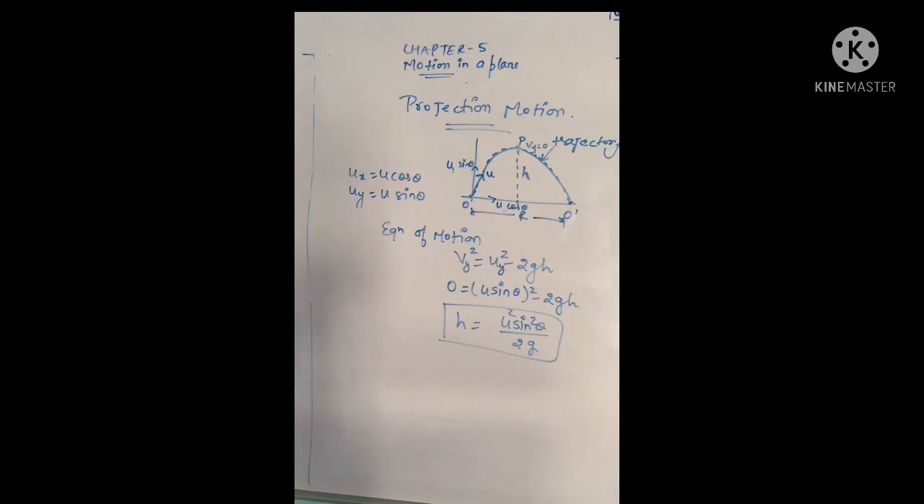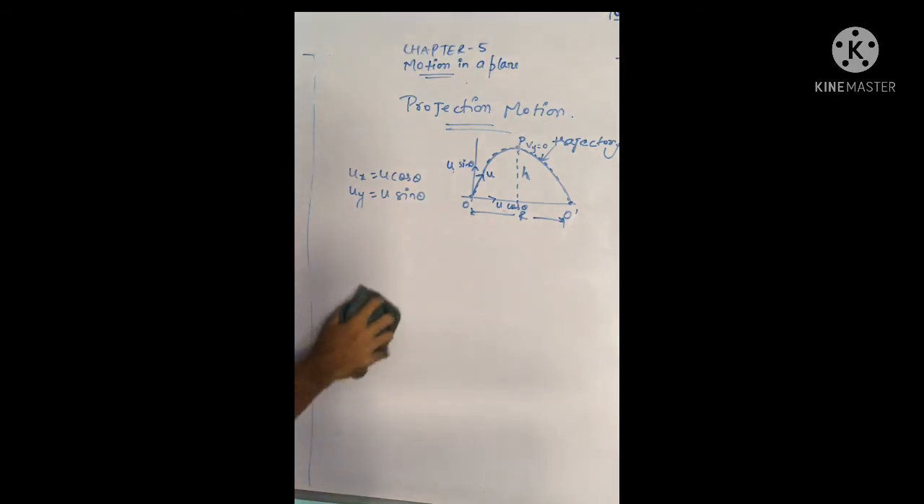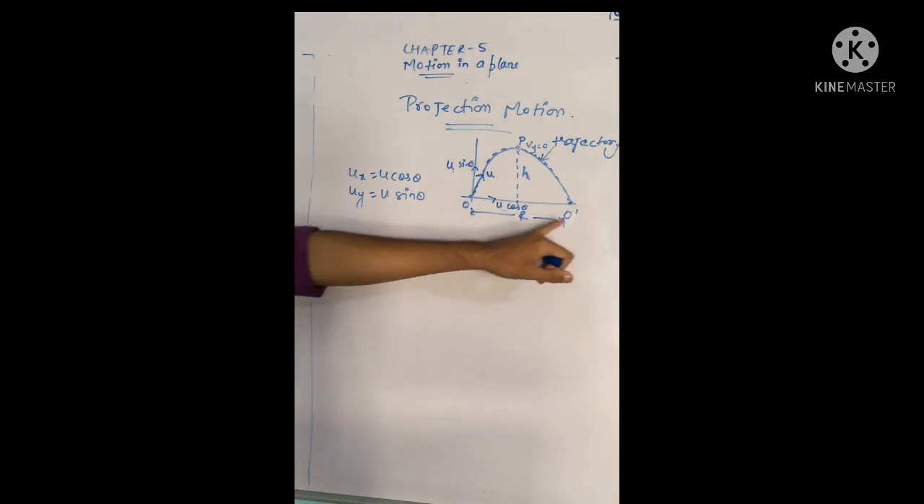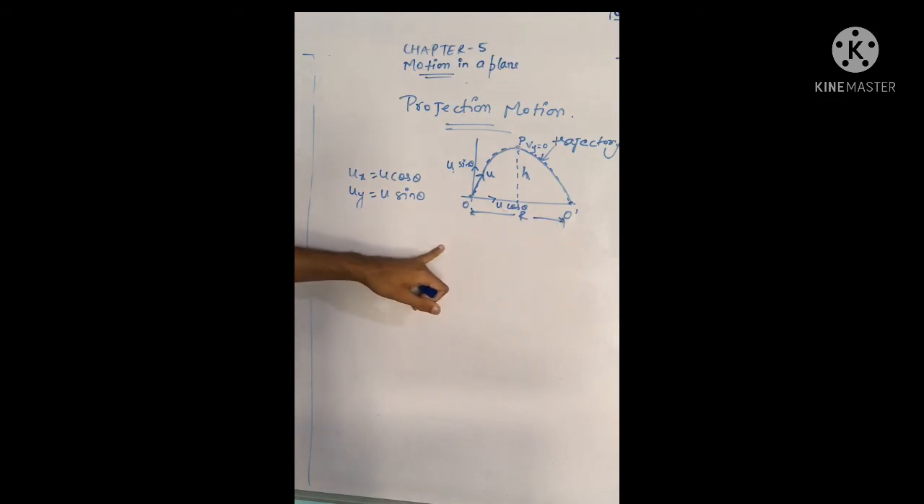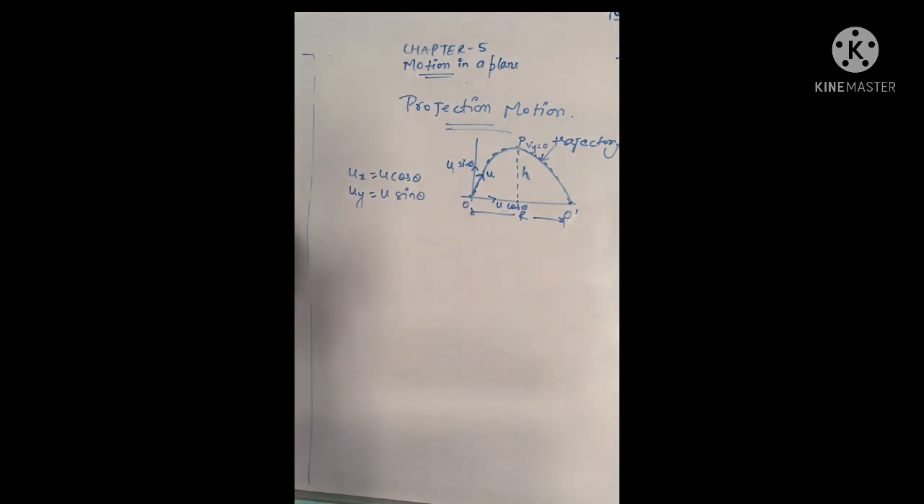Now the next and the last topic, that is the range of projectile. This is the height of the projectile. Now last is the range of the projectile. What is the range? The body covers a horizontal distance O to O dash, then this distance is called the horizontal range, meaning this R, this is the horizontal range. So how to find this range?